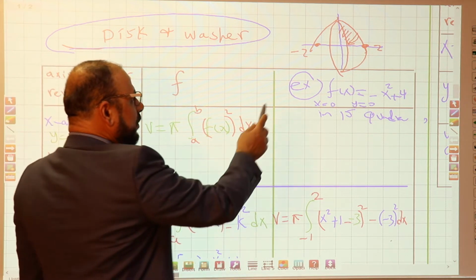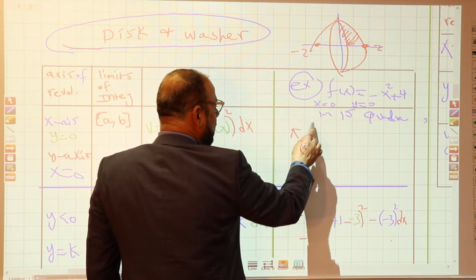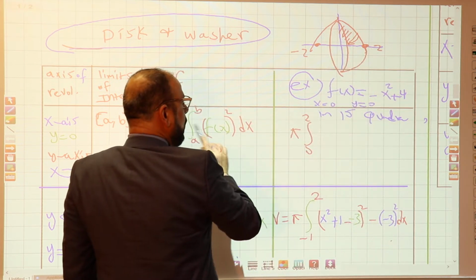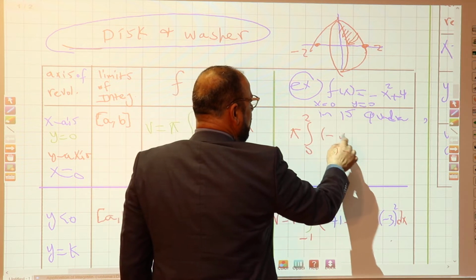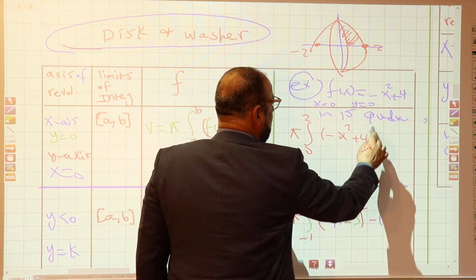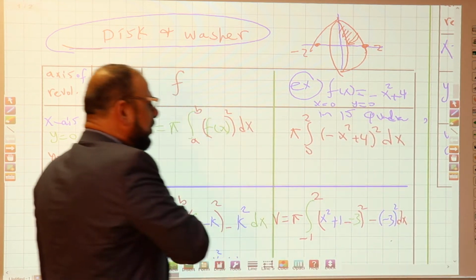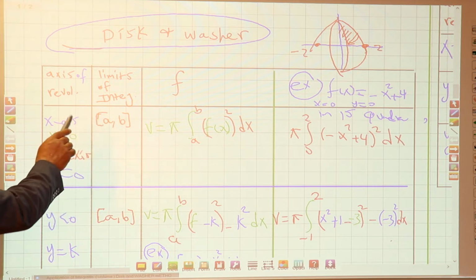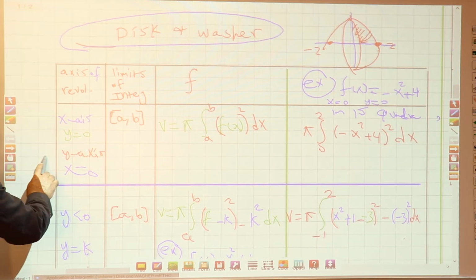All you have to do is pi times the integral from 0 to 2 of f of x, negative x squared plus 4, squared dx. It's easy and simple like that. Good?